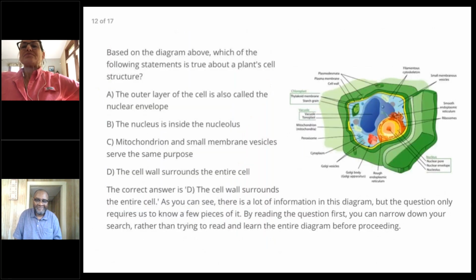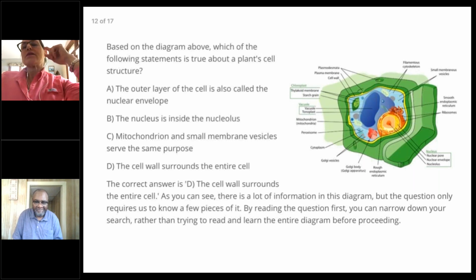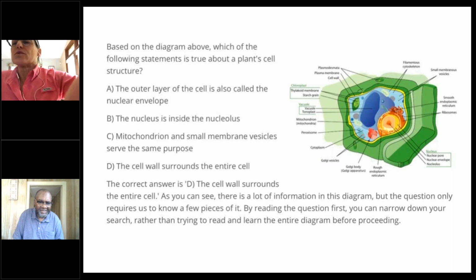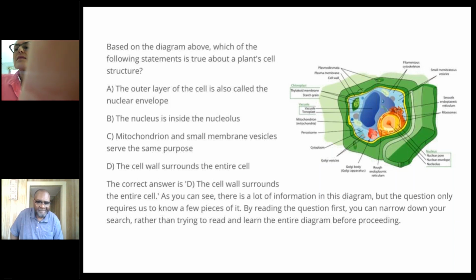Now this one. Based on this diagram, which of the following statements is true about a plant's cell structure? And again, you don't need to be an expert on the cell. They're giving you all kinds of labels. So we're just going to go back and forth between the diagram and the questions. It's a little bit blurry, so I'm going to read you the first question, and then I'm going to try to expand this.